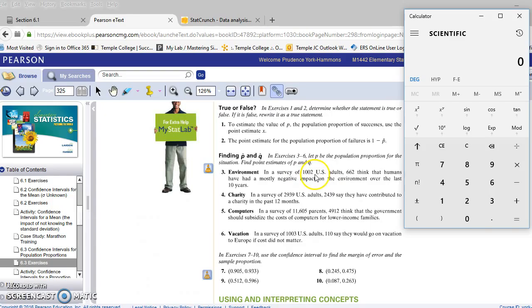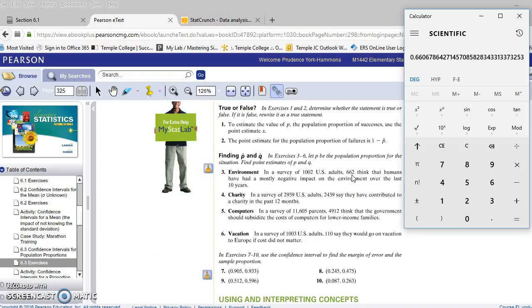Now, p hat is the number of successes, that's your 662, out of your sample size, which was the full sample of 1,002. So if I have my calculator, I take 662 divided by 1,002, and I get 0.66067, or approximately 0.66, as the proportion. That is p hat, and that is an estimate for the population proportion p. So once again, p hat is 0.66 because it's based on my sample, and it is an estimate of what we might get should we look at a population.